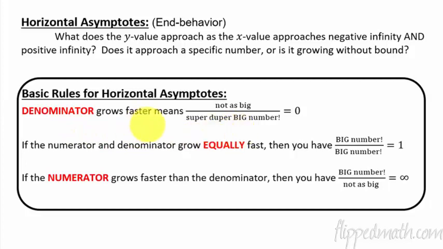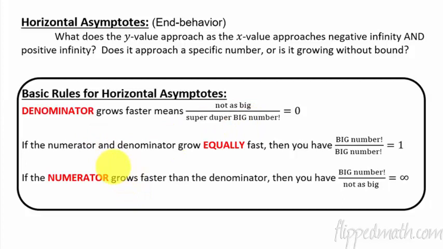If you have a denominator that grows faster, what that means is on the bottom, if you go towards infinity, this is going to become a super duper big number. Now the numerator is going to be big too. I mean, come on, we're going to infinity here, but it's just not going to be nearly as big as the super duper big number. So when you have something being divided by a big number, you get really close to 0. And the bigger this number is, the closer to 0 you get. So just remember, super big on the bottom means 0. That's what this fraction approaches.